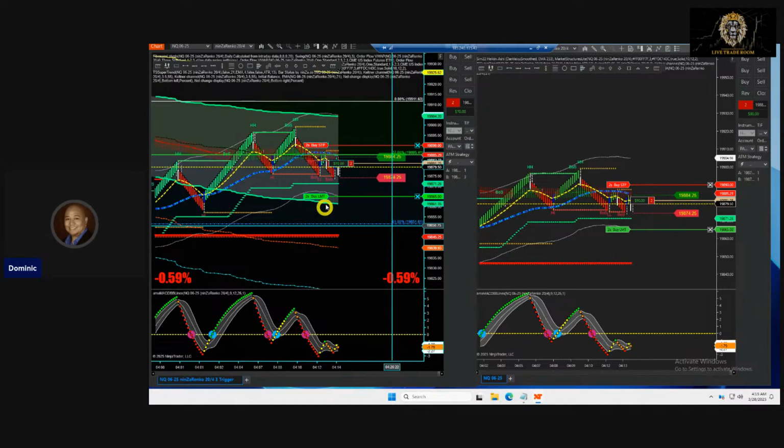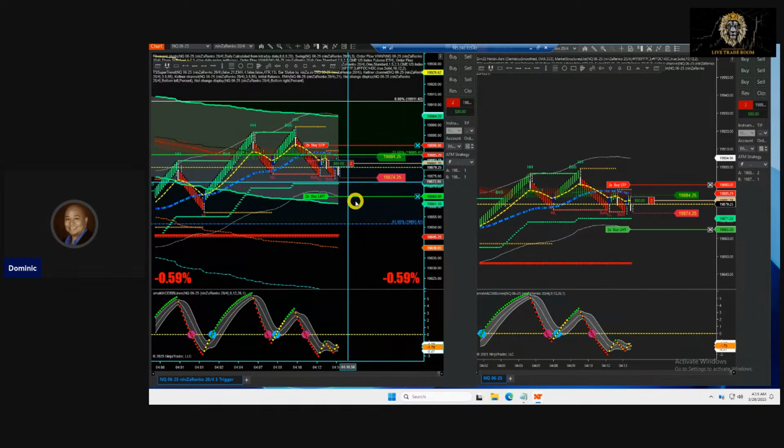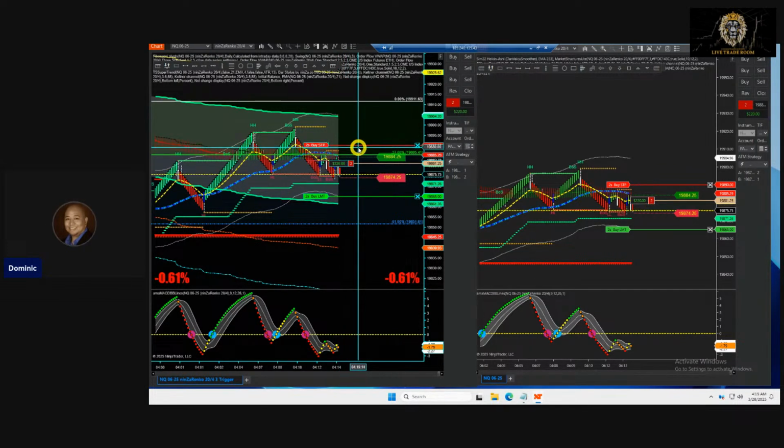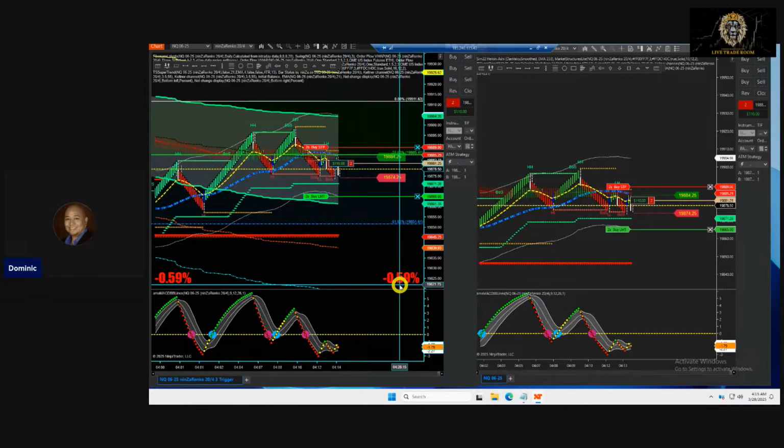See, if they break this, they're basically conceding that it's going to continue coming down, because it's creating another lower low. But they're not creating a higher high here, right? They're not creating a higher high. Let's see if they continue coming down, because once they break this, you can see that we continue going down.